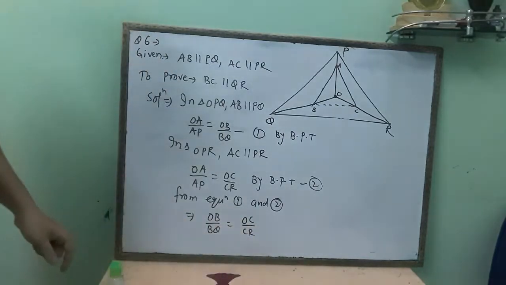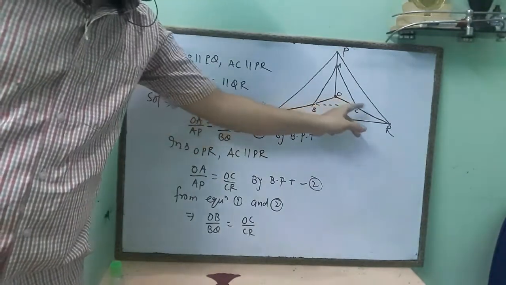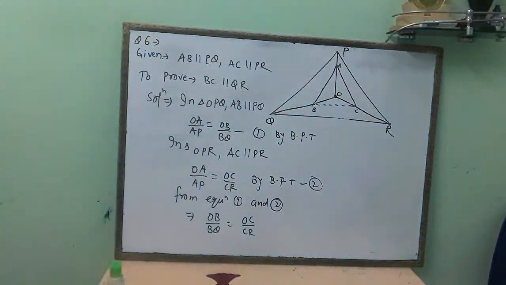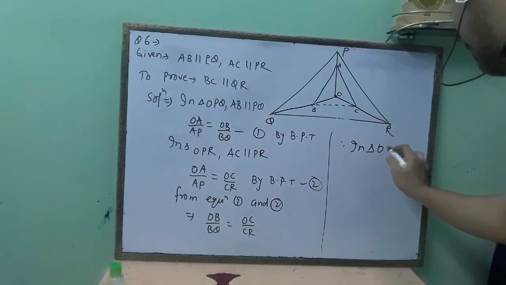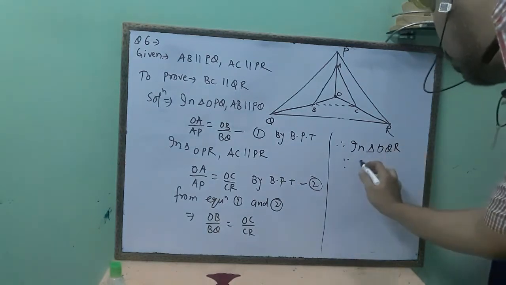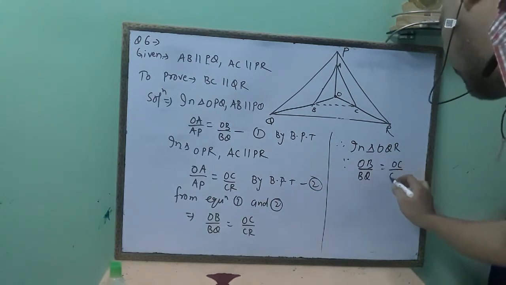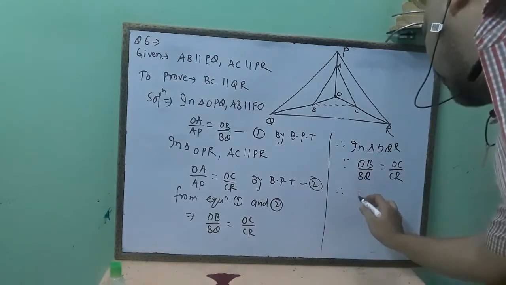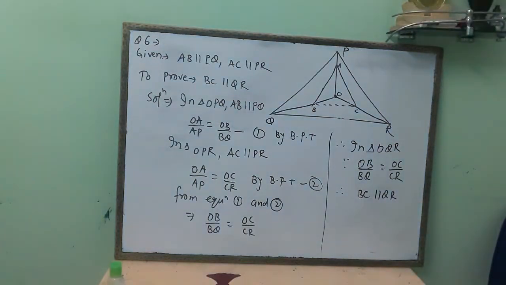Now see in triangle OQR, OB divided by BQ is equal to OC by CR. Therefore by converse of Thales theorem, if ratios are equal, so in triangle OQR, since OB divided by BQ is equal to OC divided by CR, we can say that BC is parallel to QR by converse of Thales theorem. This is the proof of question number 6.